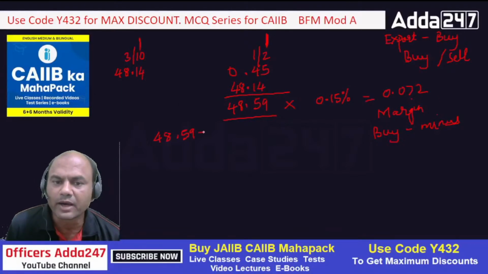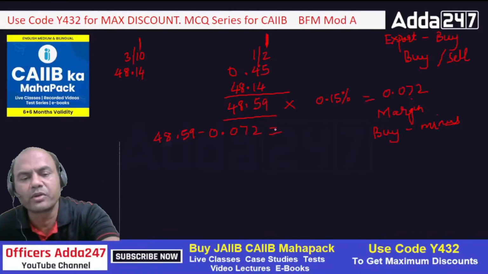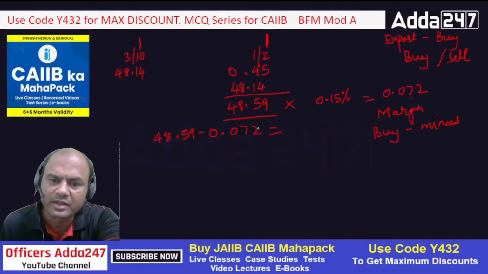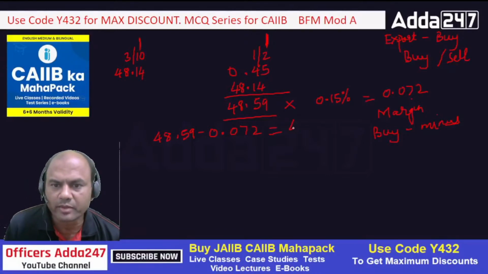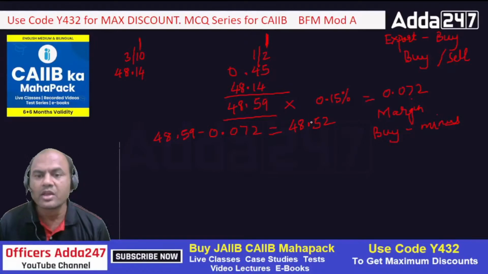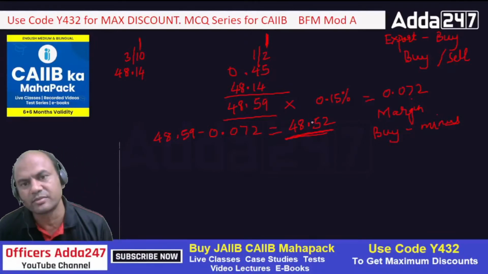48.59 minus 0.072. So it comes out to be what? 48.59 minus 0.072, so the answer comes out to be 48.51, correct? 48.51 or 52, somebody might get it. Okay, I'll make it round, 48.52. So this is my final rate now. This is what is required in the exam.